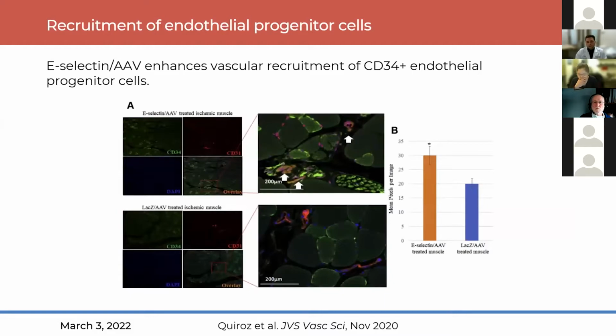So as I mentioned at the beginning, the primary mechanism we believe this therapy works is by enhanced recruitment of endothelial progenitor cells to the areas of ischemia. And so here we performed staining for CD34 and CD31. CD34 is a marker of early endothelial progenitor cells, and we can see some co-localization of those signals in the E-selectin treated muscle, whereas there's much fewer CD34 positivity in the lac-Z muscle.